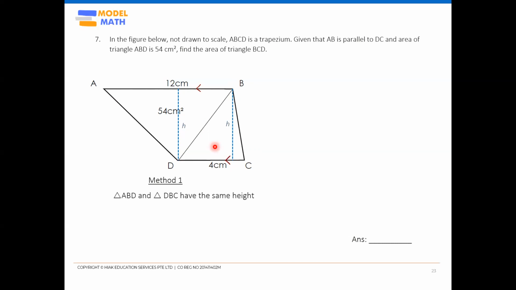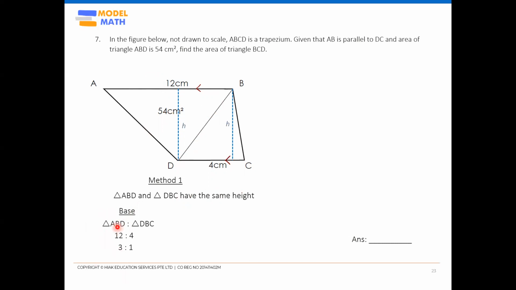Now, if these two triangles have the same height, what I can do next is create a base ratio for the two triangles, because the bases are different for both triangles. For ABD, the base is 12 cm. For BCD, the base is this DC, 4 cm. So 12 is to 4. Simplify, you have 3 is to 1.